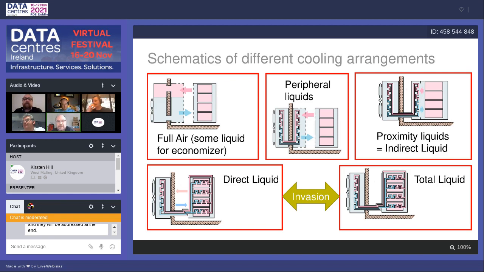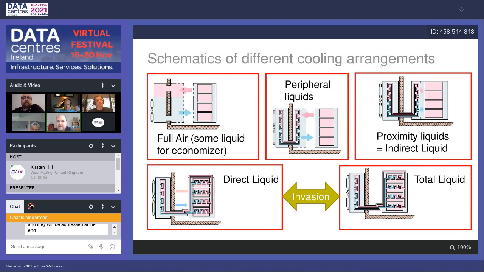But to the far top left there, we've got full air cooling. Sometimes that uses an economizer, which is using water. So in a sense, some people could argue it's a form of liquid cooling because we use water to deal with challenging conditions outside. But the whole concept of this is to bring fresh air into the data center, or indirectly exchange air with the outside air through a heat exchanger.